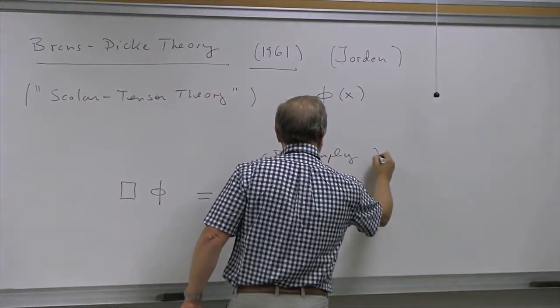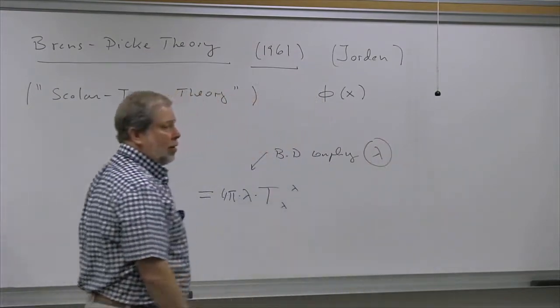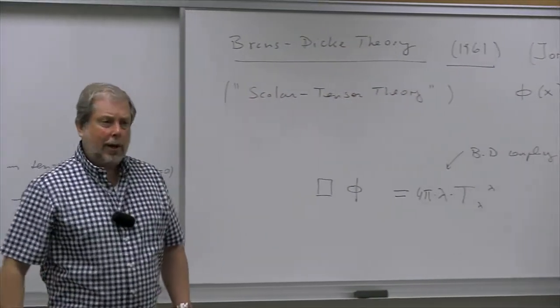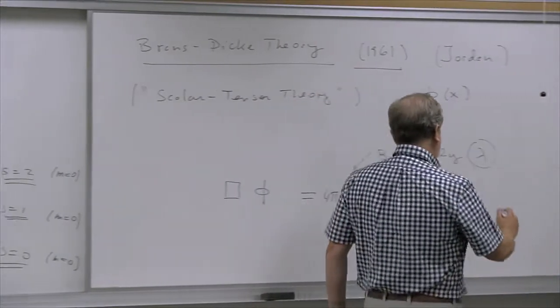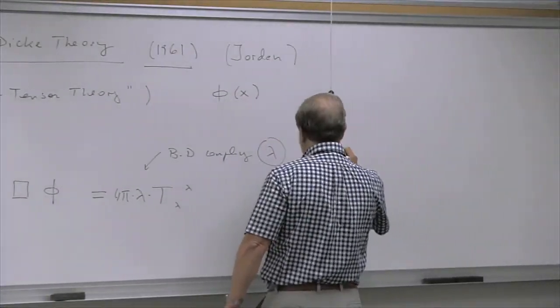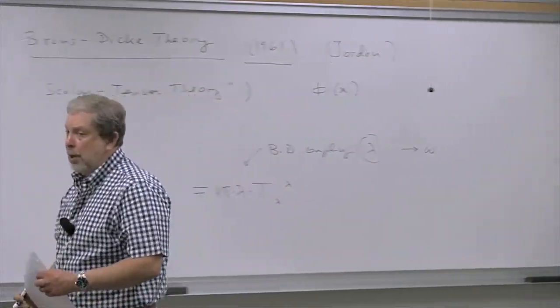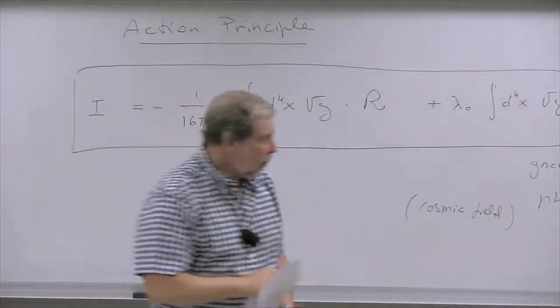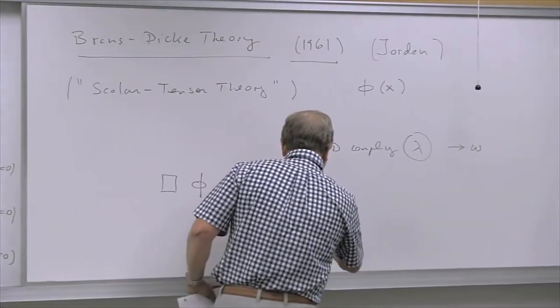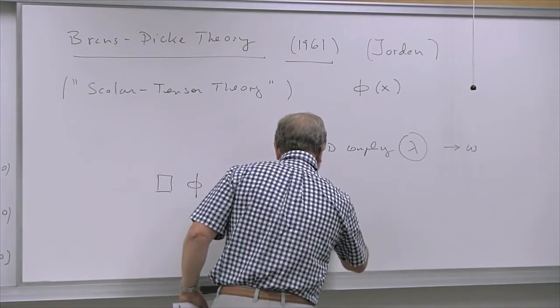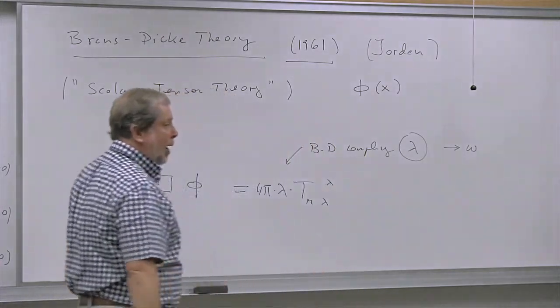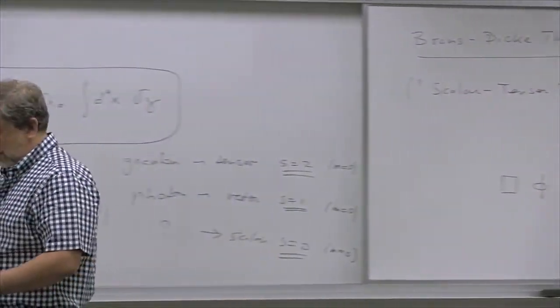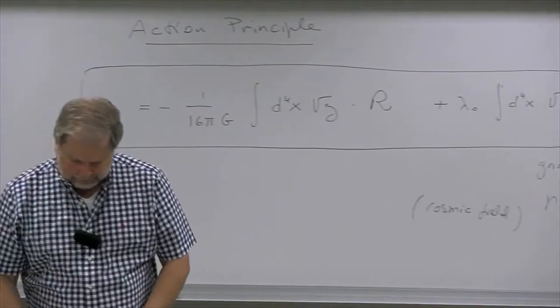Brans-Dicke coupling constant, lambda. Later on, in fact, we will trade it for another coupling, which is called omega. It's more convenient to write things in terms of this omega, but we'll come to that in a little bit. All right, so we want to make explicit that this is the T mu nu of matter, so we're going to put an M here. All right, and so that part was easy.